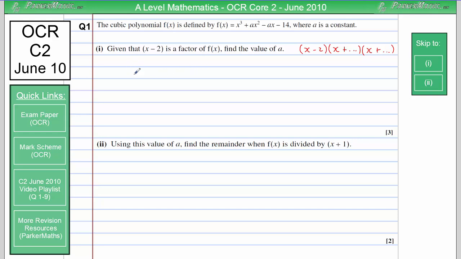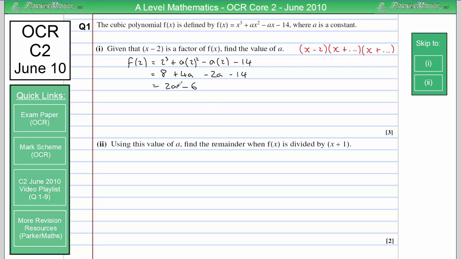So the factor theorem is saying that if I do f of 2, as in substituting 2 into this polynomial up here, I will get 0, and that will allow me to find the value of a. So f of 2 is going to be 2 cubed plus a multiplied by 2 squared minus a multiplied by 2 minus 14. 2 cubed gives me 8, 2 squared is 4, so that's plus 4a, minus 2a minus 14. 4a minus 2a gives me 2a, and 8 minus 14 gives me minus 6.